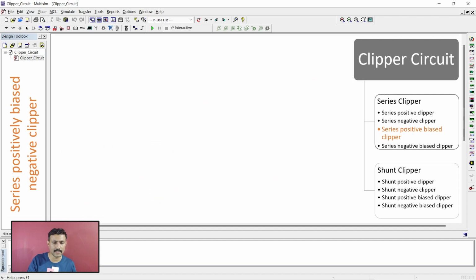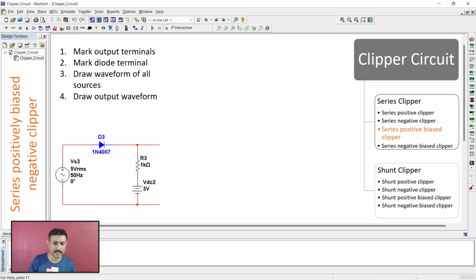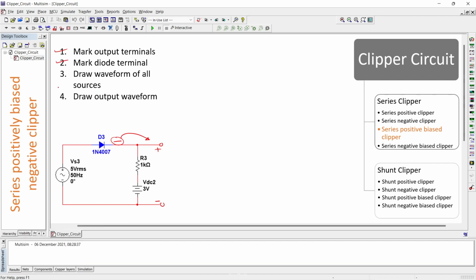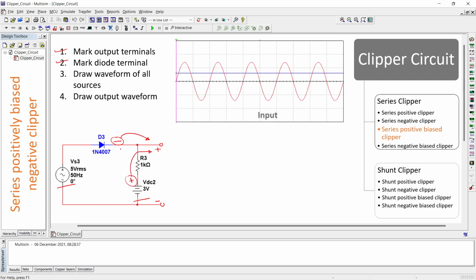series positively biased negative clipper. This is the circuit. Now step number 1, will mark out the output terminal. In step number 2, this negative terminal is facing the positive output. In step number 3, we need to draw the waveform of all the sources. So here we have AC as well as DC source. And the positive terminal of this DC is facing towards the positive terminal of output. That means the input signal looks like this.